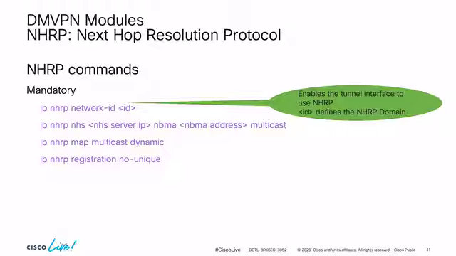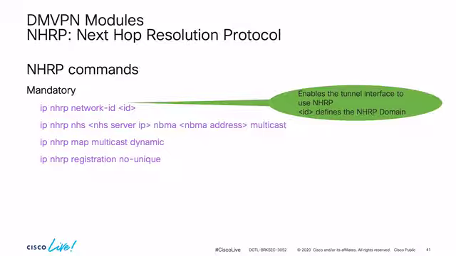It's also very important that we configure the NHRP map multicast dynamic. This is to ensure that if you have any routing protocols configured within the DMVPN network, the multicast routing information gets exchanged between the spoke and the hub. It's also important to have the IP NHRP registration no unique. I'm going to talk about it in more detail when I talk about the different NHRP flags.